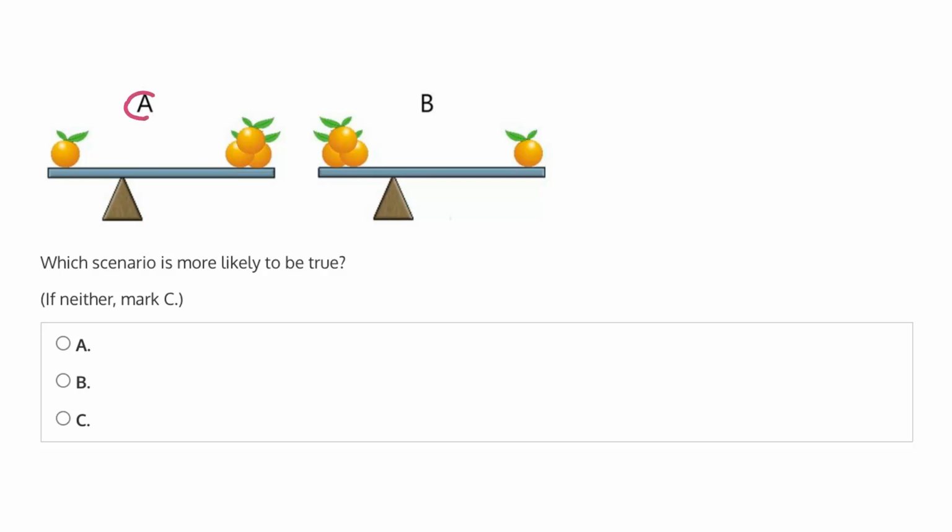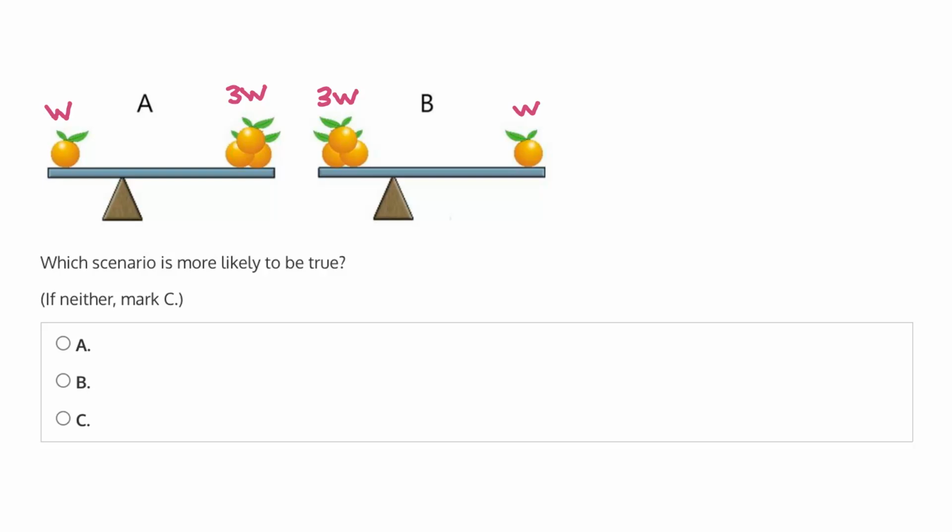So again, in A, we have 1 fruit on the left-hand side of the fulcrum and 3 on the right. Now, we can use 1 fruit as essentially a standard unit of weight. So that means we can call what's to the left of the fulcrum in A simply W, and to the right of the fulcrum, we can say it weighs 3W. Likewise, we can do the same labeling in B, but it's essentially the opposite, where we have 3W on the left and simply W on the right.